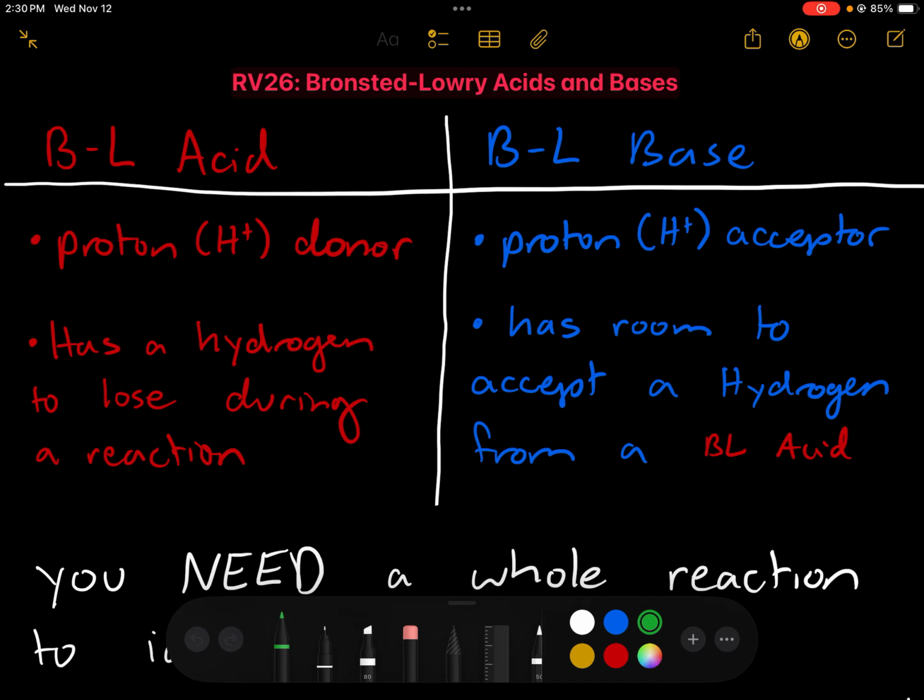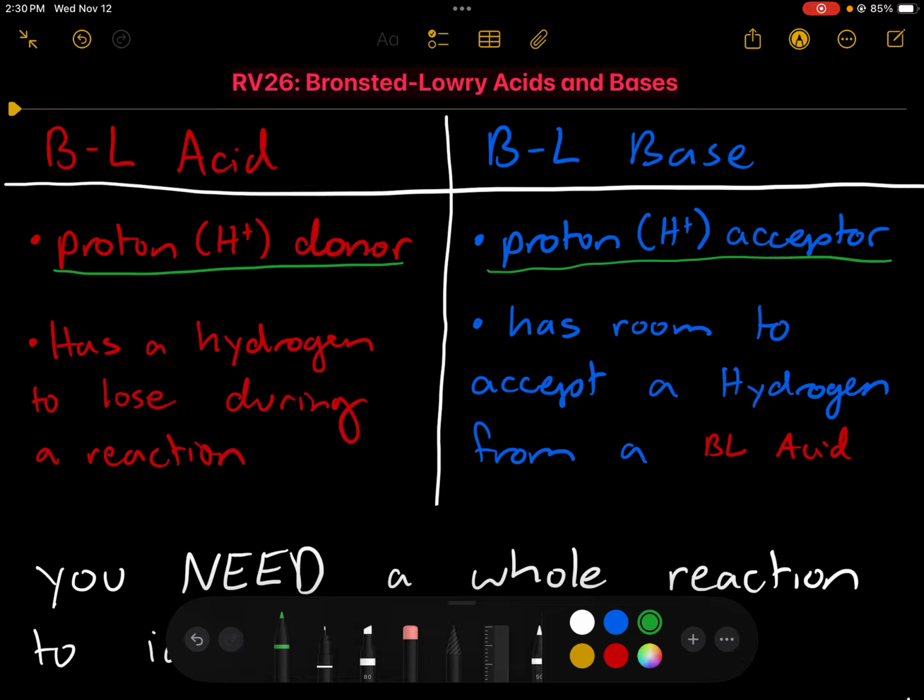So, if you have a substance that can potentially donate a proton, that substance is defined as a Bronsted-Lowry acid. If you have a substance that has room to accept a proton from somewhere, then that substance is a Bronsted-Lowry base. Now, I want to just specify, the H+ ion is a proton.